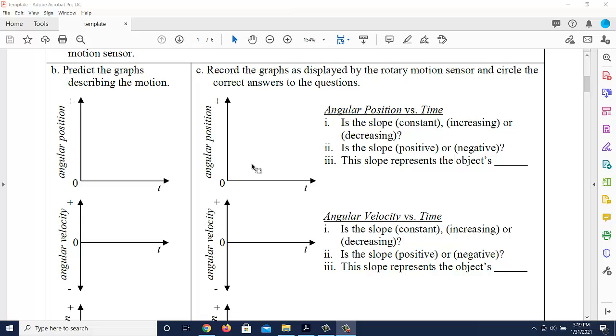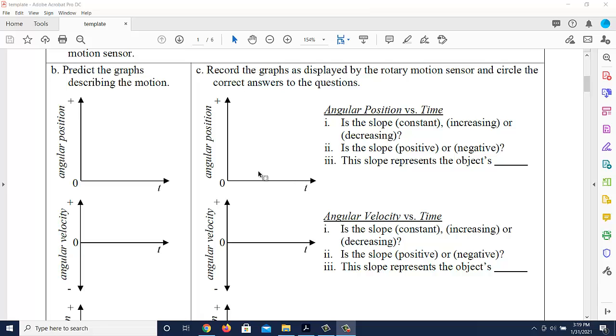Now, please be careful. I don't want the schmutz, right? I don't want the part before you let it go. I don't want the part after you've caught it or stopped it, right? Or after the masses hit the table or something like that. Okay, that's not what we're looking for here. We are looking for it while the mass is falling. Should be nice smooth graphs.